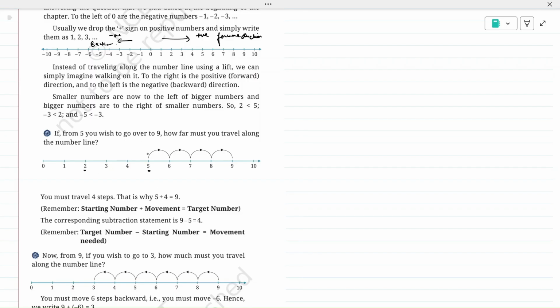So 5 is more on the right side of 2. It is on the right side of 2. It will always be greater than 2. Similarly, it will always be greater than 4, 3, 2, 1, 0 and all the negative numbers also.